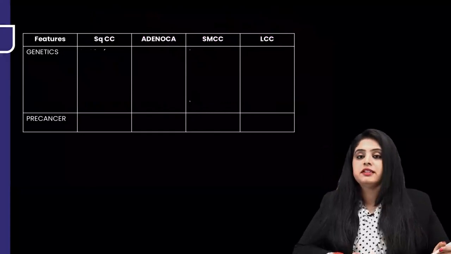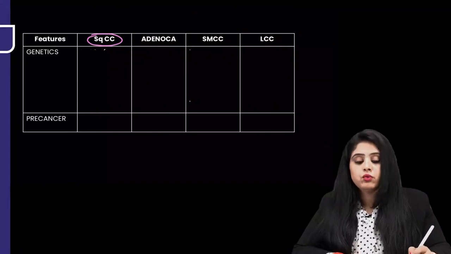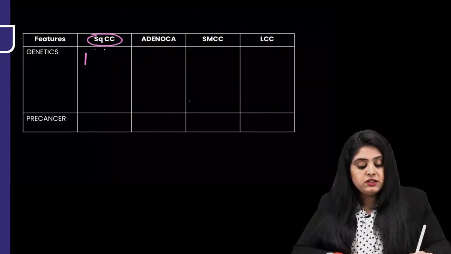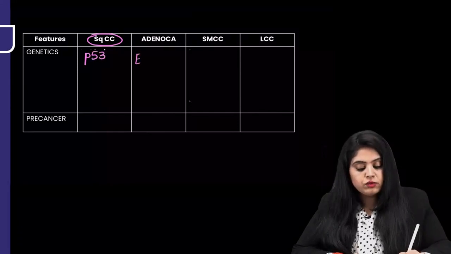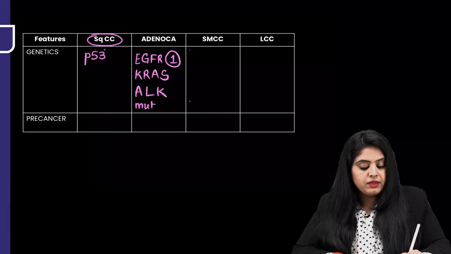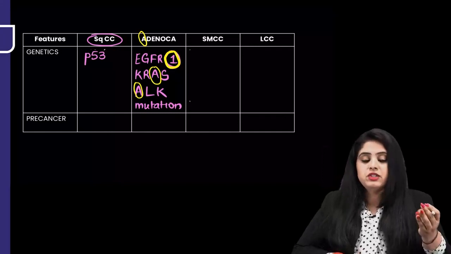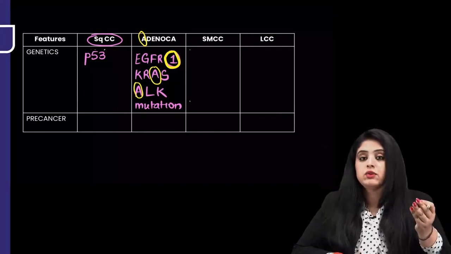Coming to now the genetics and the precancerous conditions. Yes, please remember, squamous cell carcinoma is going to show you mutation in P53. P53 matlab policeman. Policeman shows you a mutation. Adenocarcinoma is going to show you EGFR1, the KRAS mutation, and the ALK mutation. And all of these I have taught you. There is nothing new that I'm telling you. All of this information is from way back in your neoplasia chapter, where I told you A for adenocarcinoma, A for ALK, KRAS, and EGFR1 is also A alphabet. So remember, EGFR1, KRAS, and ALK are adenocarcinoma.